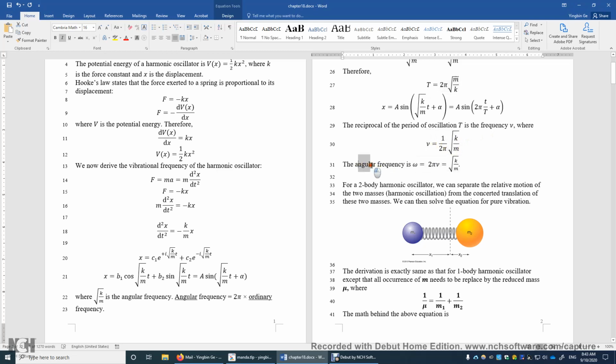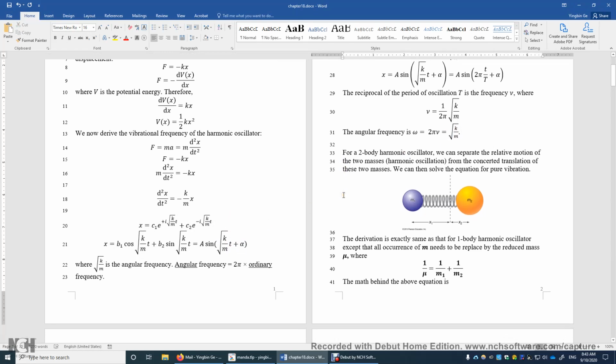What about the angular frequency? The angular frequency omega is 2 pi times the ordinary frequency. So the angular frequency is simply the square root of k over m. So right here, you are looking at the angular frequency in front of time.